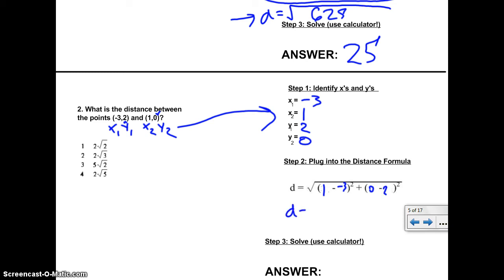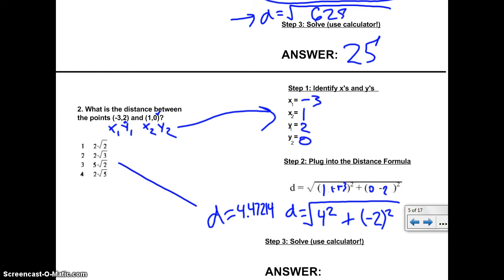And so now, once again, you're going to do a little simplifying here to make it nice and clean. Minus a negative, that's plus plus. So we get 4 squared plus, and you're going to get -2 squared. And now, once again, like I said before, you're going to plug this right into your calculator, and you're going to say, oh no, Mr. Elizondo, I got distance equals 4.47214. You're going to look at your multiple choice answers, and you're going to go, that's not any of the answers. What am I going to do?